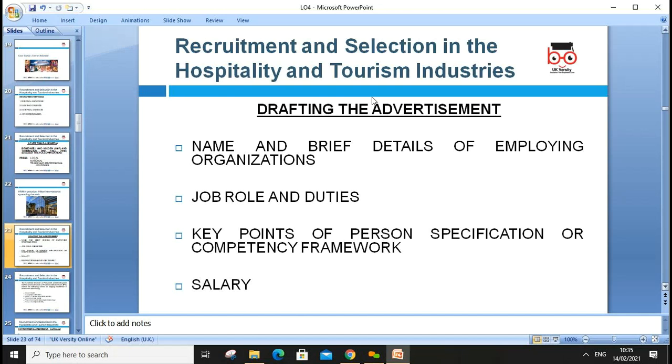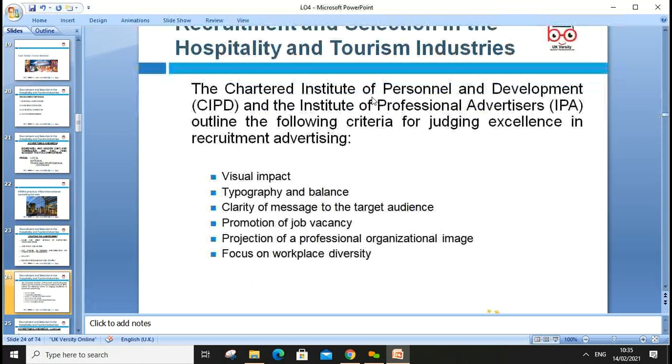Recruitment and selection in the hospitality and tourism industry: drafting the job advert, with the name and brief detail of your employer's job role and duties, and key points of the personal specification or the competency itself. That is a crucial thing required.